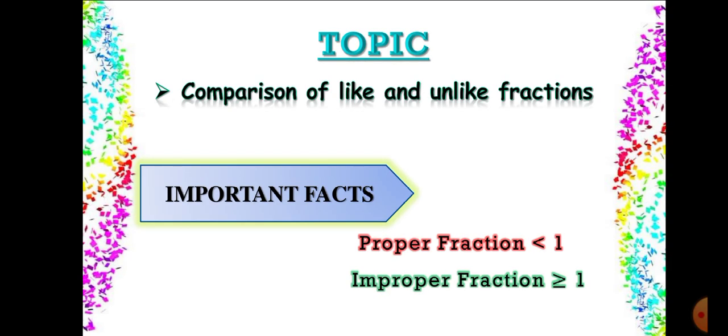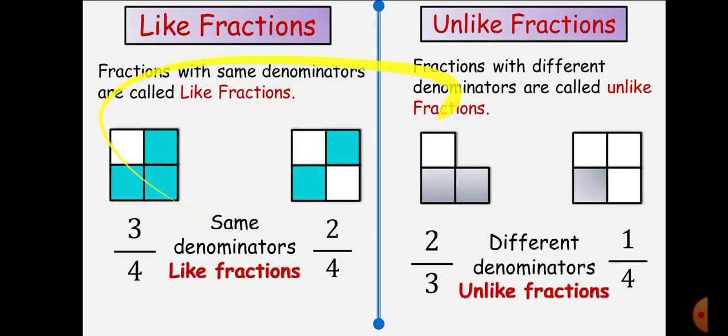So today we're going to do comparison of like and unlike fractions. So basically our topic is comparison of like and unlike fractions. We have to differentiate between like and unlike fractions. So let me tell you an important fact about them. A proper fraction is always less than 1 and an improper fraction is always greater than 1. Okay? So like fractions, what are like fractions? Like fractions are the fractions that have the same denominators.